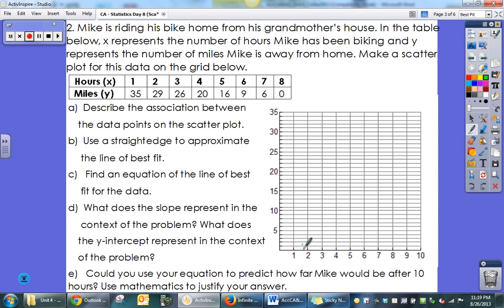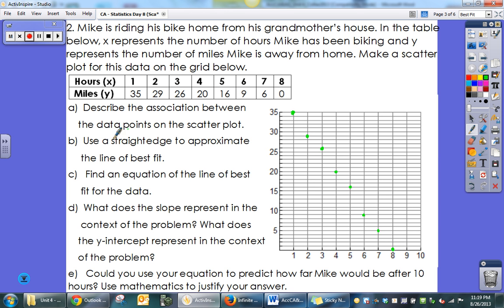So we've got, after 1 hour, he is 35 miles from home. After 2 hours, he is 29 miles from home. After 3, he's 26 miles from home. 4, he's 20 miles from home. 5, he's 16. 6, he's 9. 7, he's 6 miles from home. And 8, he's 0 miles from home.